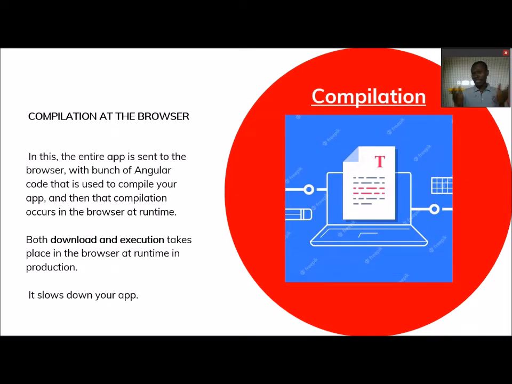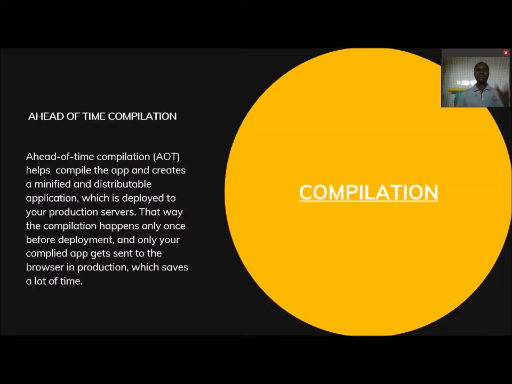The implication is that it will slow down your app, and if that slows down your app, that will give a poor user experience, and of course the entire performance of the app will be affected, and business success will also be affected. That's why compilation is very important, and for the sake of performance, compilation is not good to be done at the browser. Rather, we'll look at ahead of time compilation. We'll compile ahead of time.